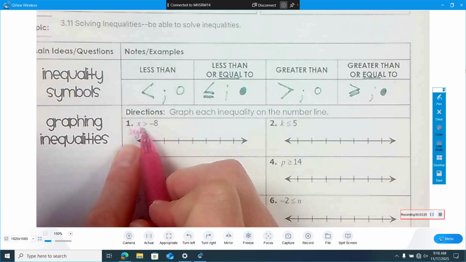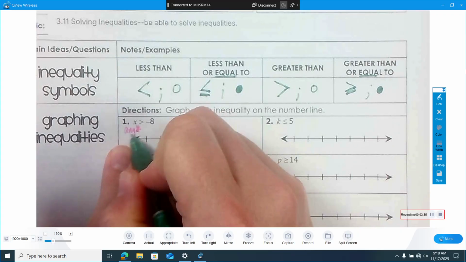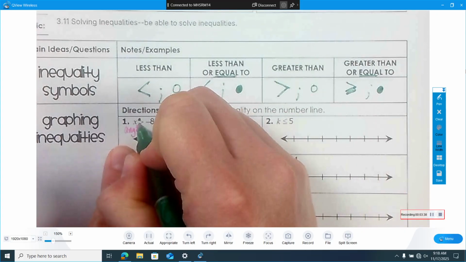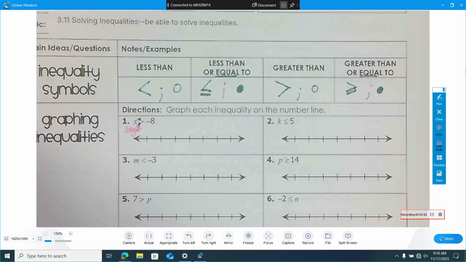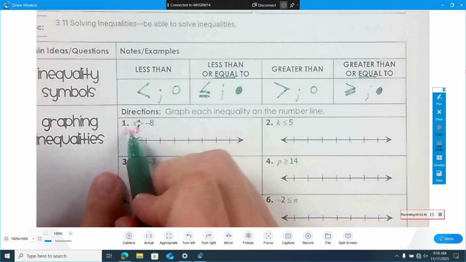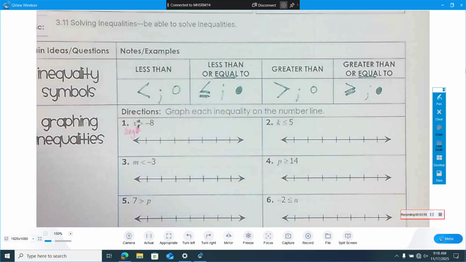And then what symbol is this? Greater than. Now, I don't actually like to use the words greater than or less than. I think they're less specific. So I start with my any number, and then I see that I have the big side of the Pac-Man right next to my variable. And so I say, I want any number bigger than -8. What's a number bigger than -8? -7 is bigger, -6 is bigger, -5 is bigger. Anything to the right is bigger than -8.